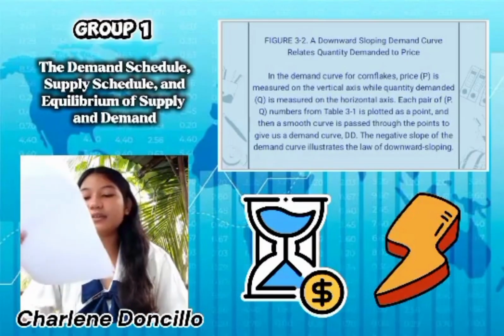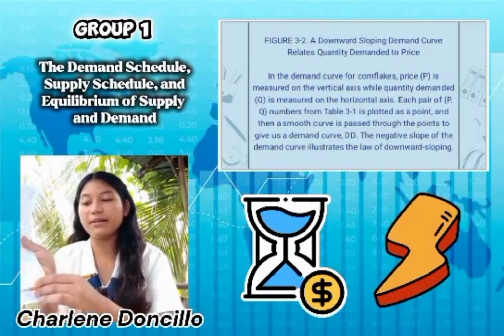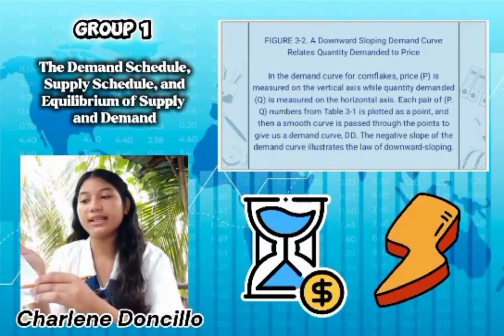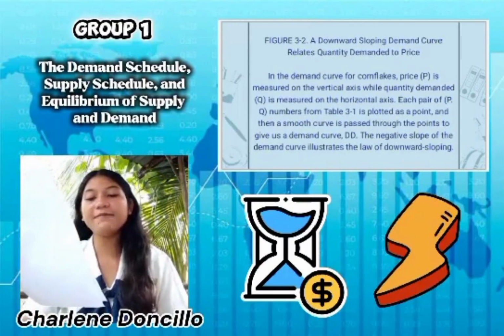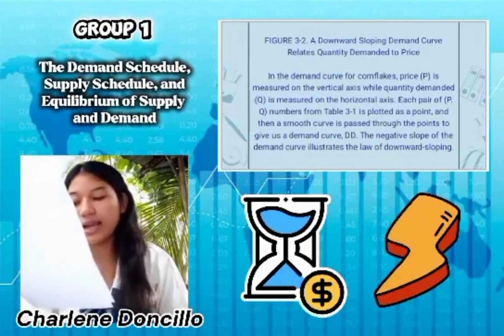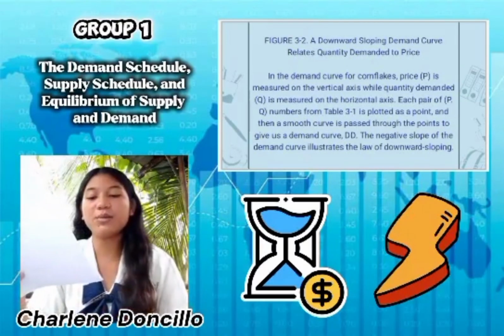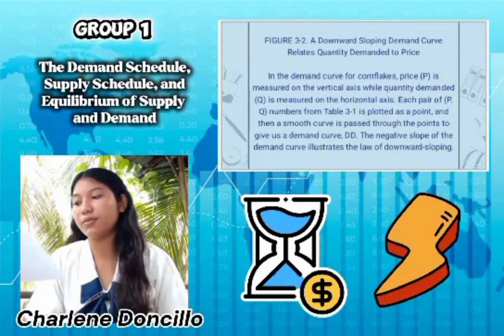So then, a smooth curve is passed through the points to give us a demand curve. So the negative slope of the demand curve illustrates the law of downward sloping demand.